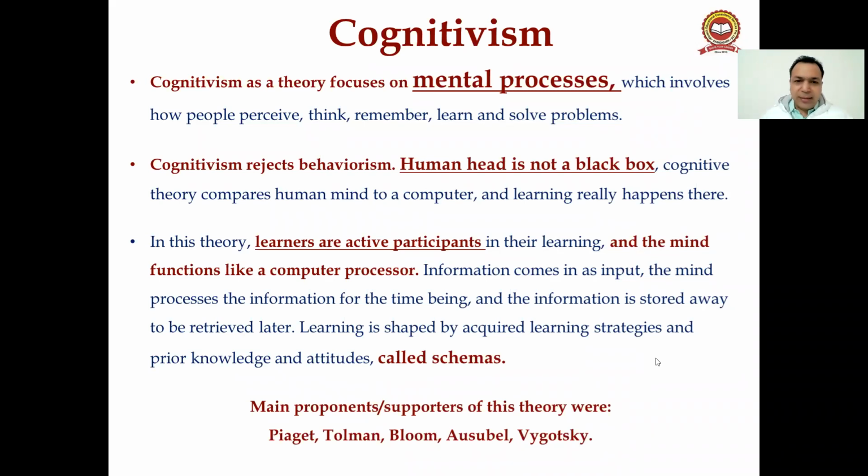Right? So, this example I have given to you. Learning is shaped by acquired learning strategies and prior knowledge and attitudes called schema. Right, guys? तो यहाँ पर कुछ new terms आ रही हैं which you have to remember being a teacher, right? यहाँ पर new term has come, schemas. Okay, so what is basically schema? Schema basically, learning is shaped by acquired learning strategies and prior knowledge and attitudes called schema.